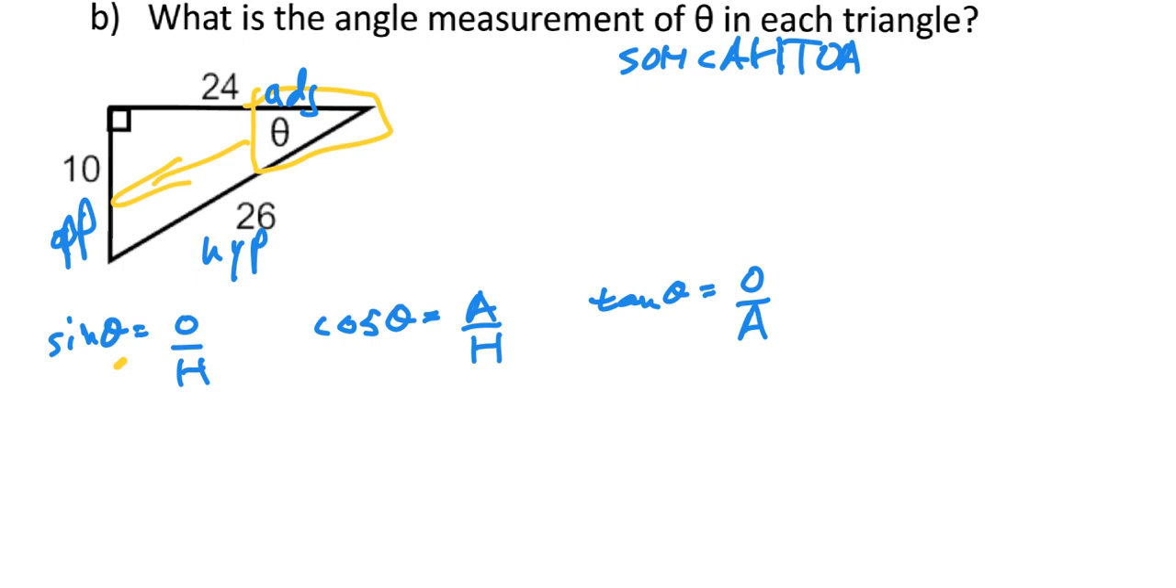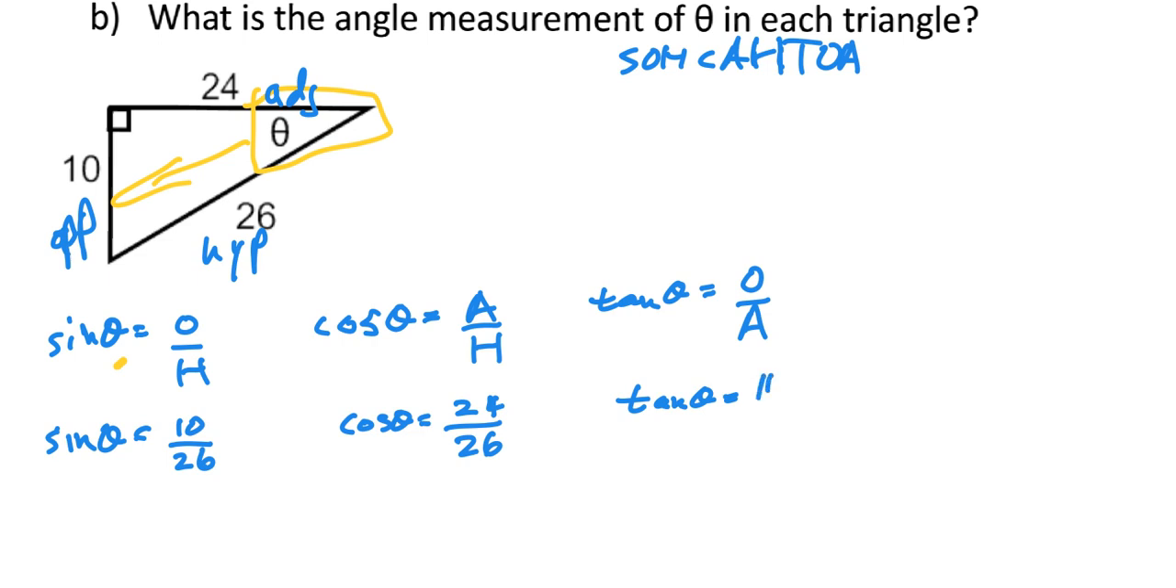So when I look at sine of theta, I look for my opposite. My opposite is 10, so I'm going to write 10 divided by 26. Cosine of theta is going to be 24 over 26. Tan of theta, looking at my triangle here, will be 10 divided by 24. And we're done for our primary trigonometric ratios.